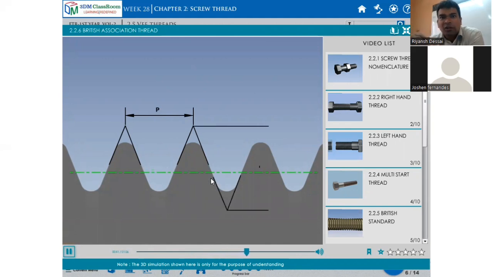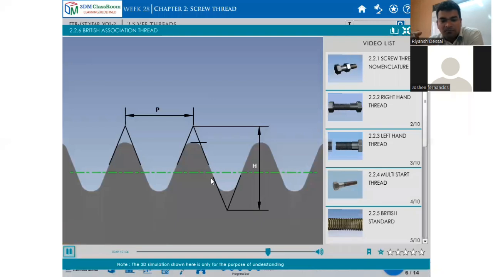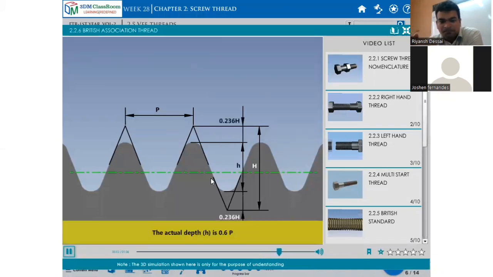Friends, to get the theoretical depth, what you are seeing on the mobile is the same. The actual depth is 0.6 times pitch. These threads are used for instruments and other precision work.